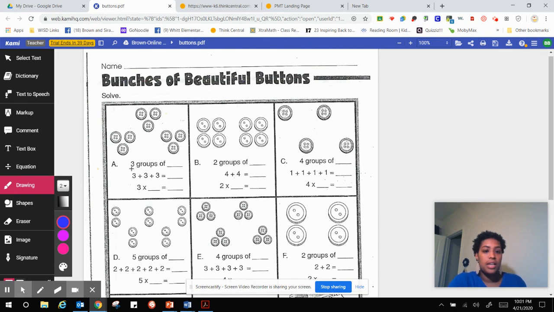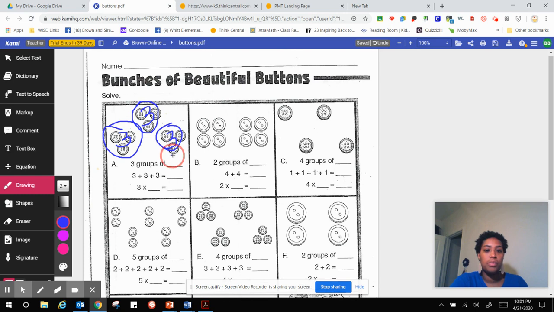So, the first card says three groups of blank. So, here I see that we have three groups: one, two, and three. So three groups of. So it wants to know how many buttons are in each bunch or in each group. So we count one, two, three. And remember, it's all going to be equal. So three, three, and three.